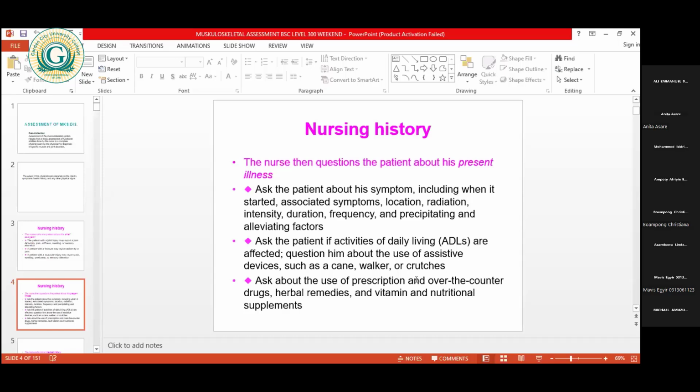So you ask the patient if activities of daily living, ADLs, are affected. Are you able to bathe, make your meals, sweep your compound, fetch your water? I mean, your daily chores. Is the problem affecting your daily activities? You are a teacher, and now because of this problem, you cannot stand there to teach. You can't write on the board. Is it affecting you? And therefore, you need an assistive device such as a cane, walker, or crutches. You need them. We have to support you.